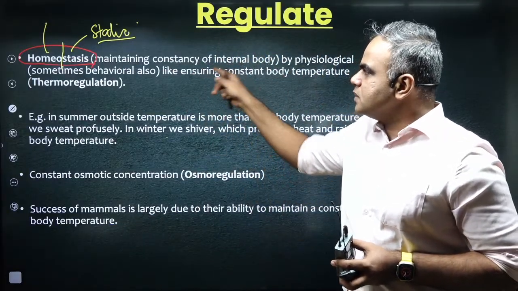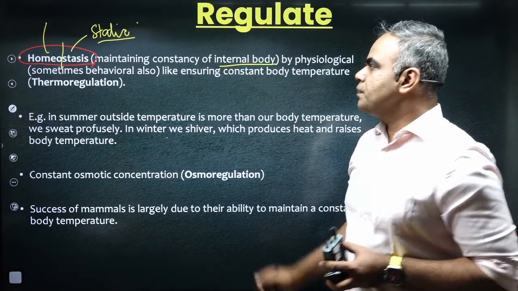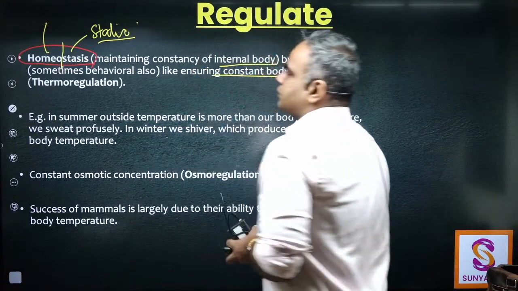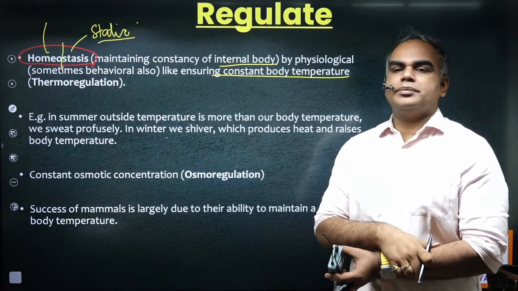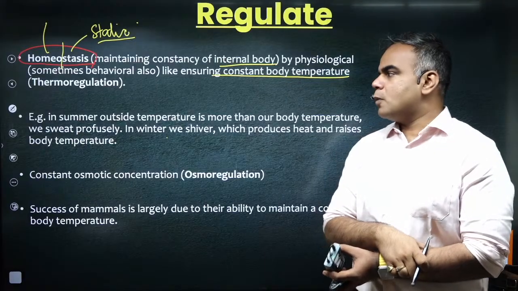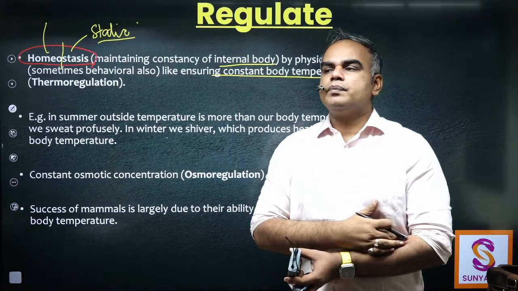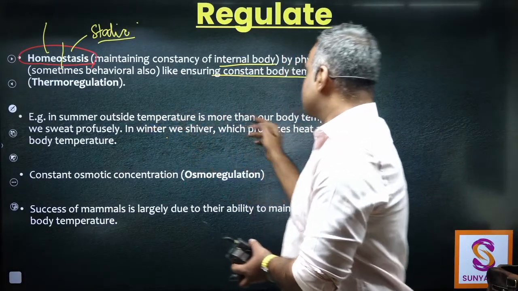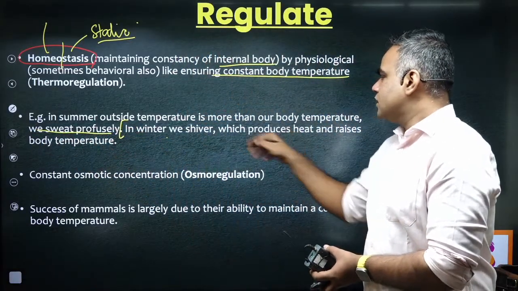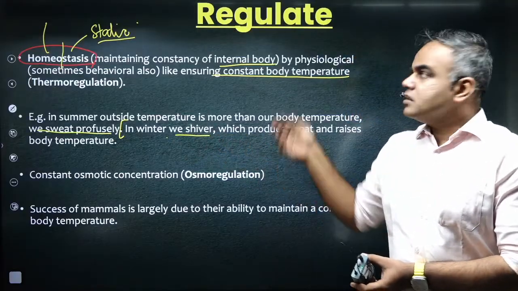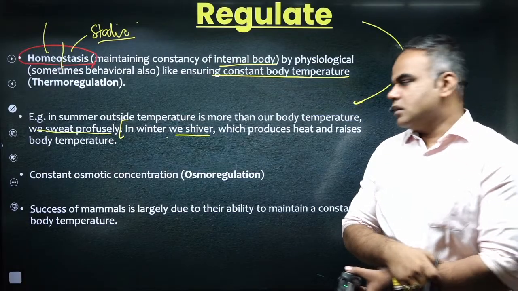So homeostasis is maintaining constancy of internal body, right? So here constant body temperature, and this is again related to thermoregulation, how you regulate the temperature. Thermoregulation, right? Now very simple, this we've seen again and again. In summers, if it is very hot outside, what do we do? We sweat. Okay, in summers basically we sweat, and in winters we shiver, right? So we shiver so that the body can produce heat. This is our way of regulating the temperature, right?